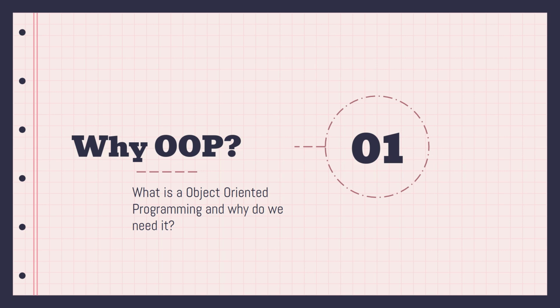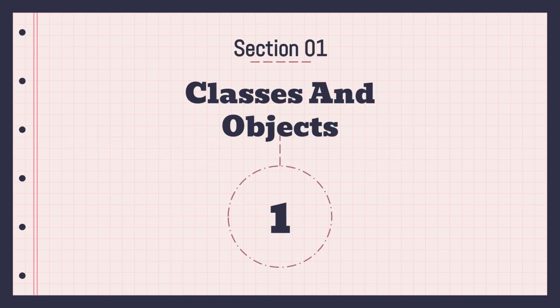Okay. So if you don't understand this, just stick along. We'll go into depth, and hopefully you get it. But that's just a basic overview of it. So now in section one, we're going to be looking at classes and objects. So what's a class and what's an object?